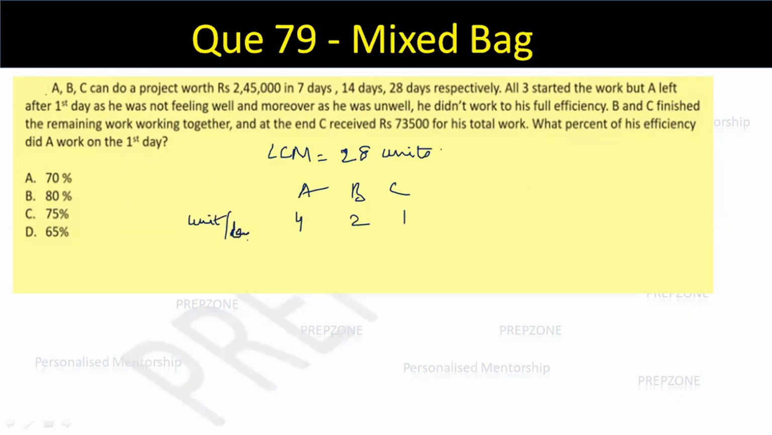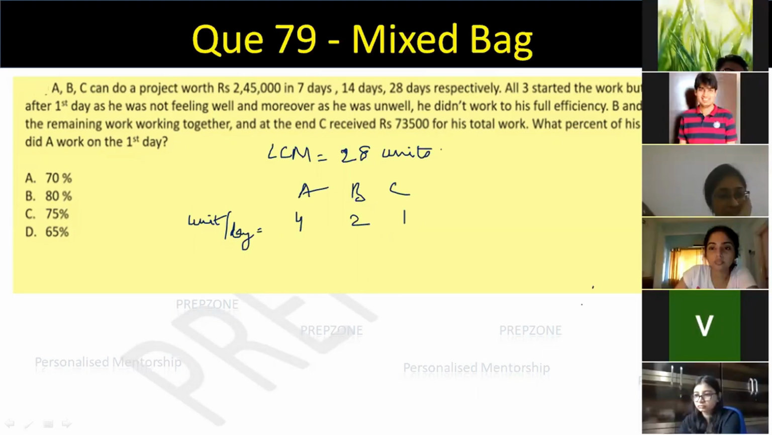Okay, then for first day, ABC work together. So 7 units of work was done on first day. Okay. Then for rest of the days, B and C were working. Okay. So are you trying to calculate total number of days taken to finish the work, Nandini?